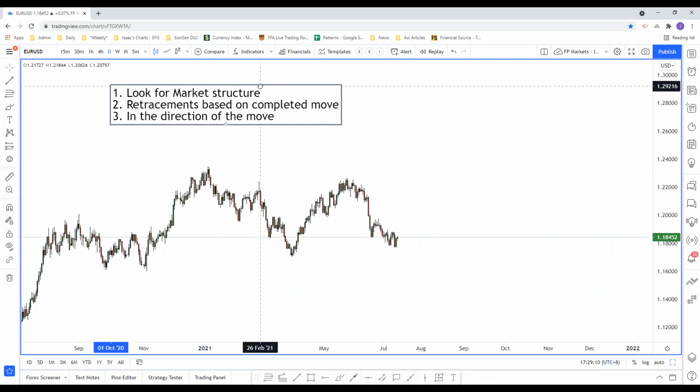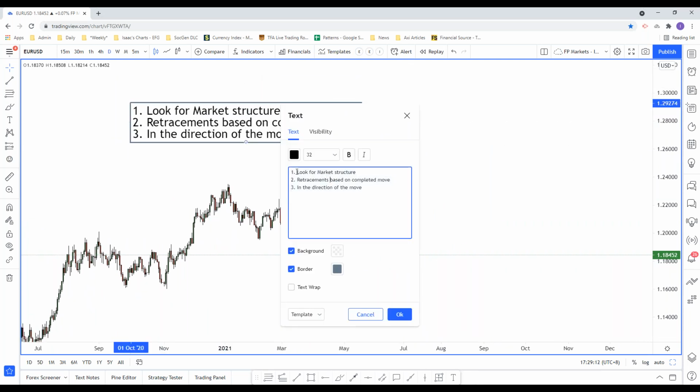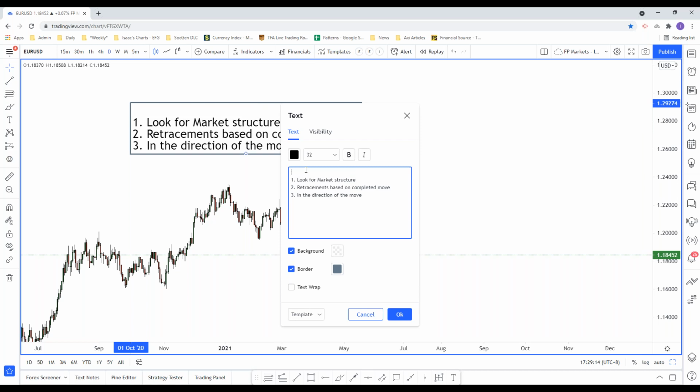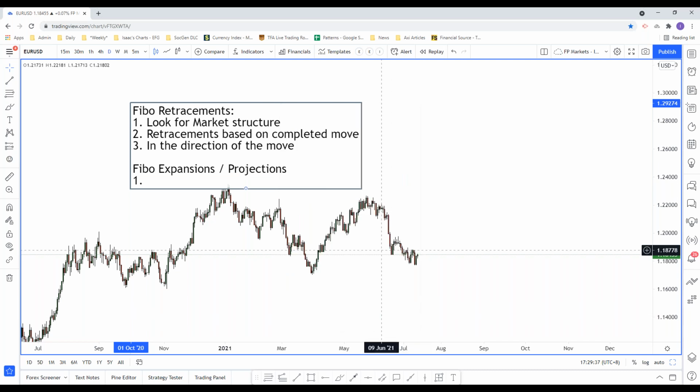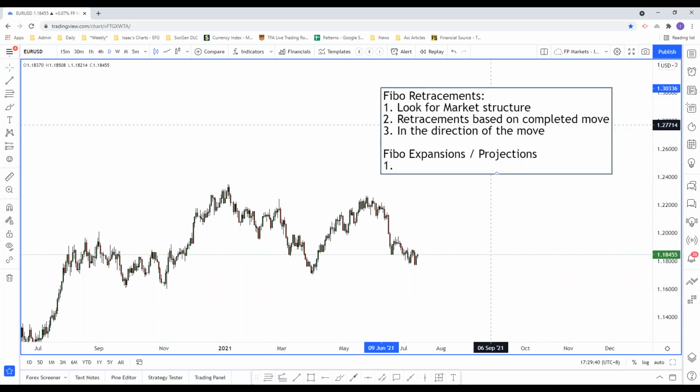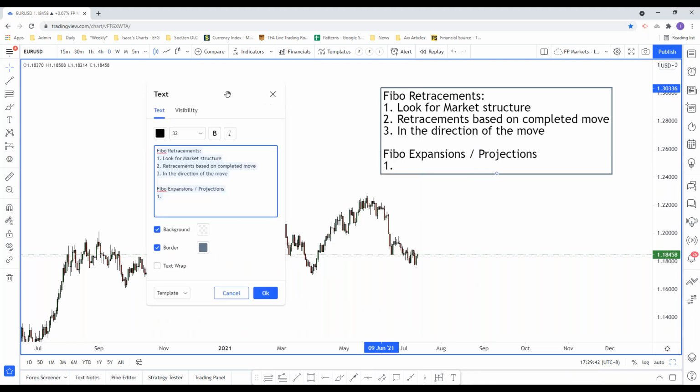So let me just draw this. This is for Fibonacci retracement. Let me just write it down. And now we move on to Fibo extensions, projections. Let me move this to here. I'm just going to put this at one side so you guys can see.